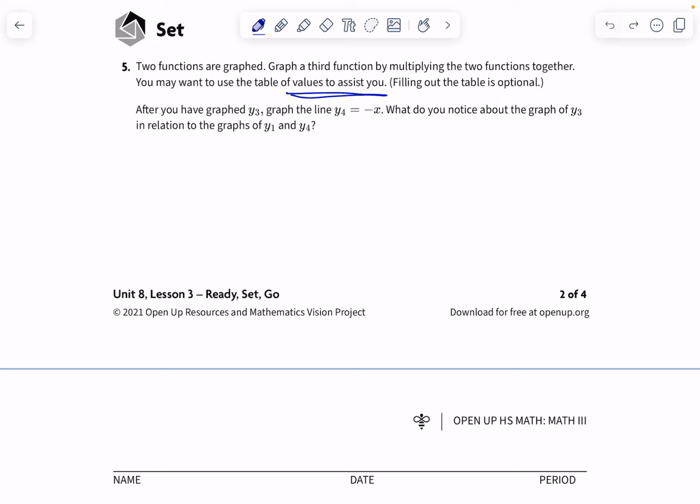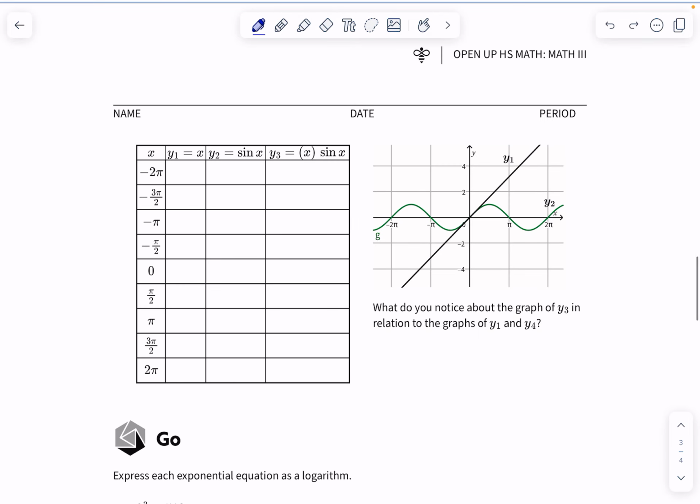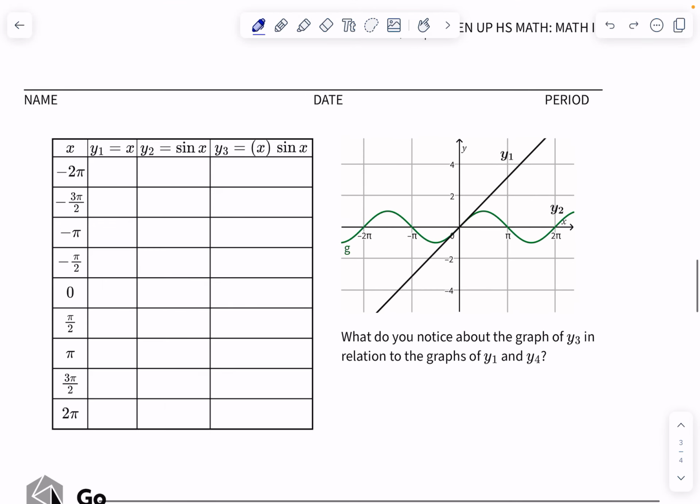Displaying out the table is optional. Nope, it's mandatory. After you have graphed y3, graph the line y4 equals negative x. Okay, let's take this step by step. So y1 is graphed for us, and let's substitute in our values there.